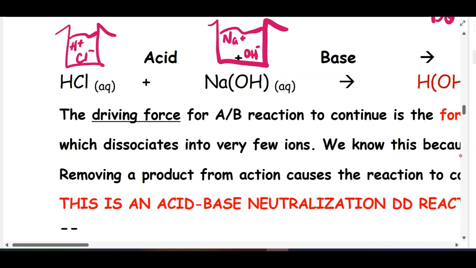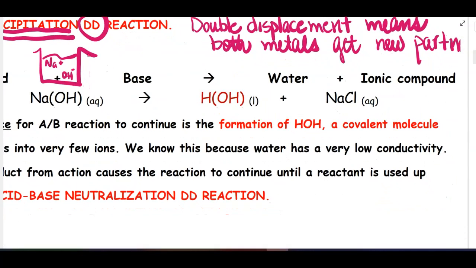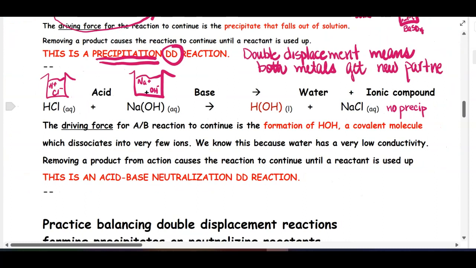All right, what they're going to do is exchange dancing partners. So hydrogen is going to be dancing with the negative one here. Sodium is going to be dancing with the negative one here. So we're going to get HOH, and water's a liquid, right? Plus NaCl, that is dissolved. So all sodium compounds are soluble, so there's no precipitate, is there? And water's not a precipitate either, all right? So this is a double displacement without precipitation.